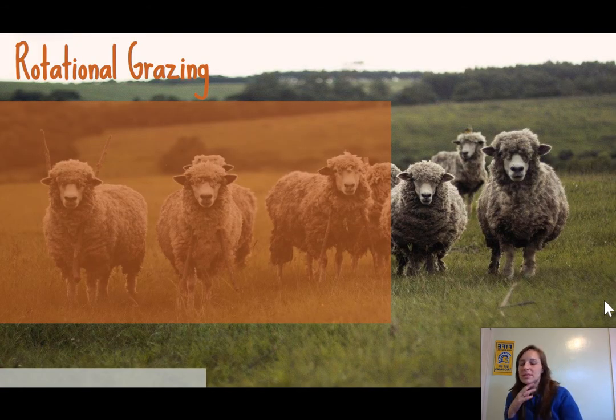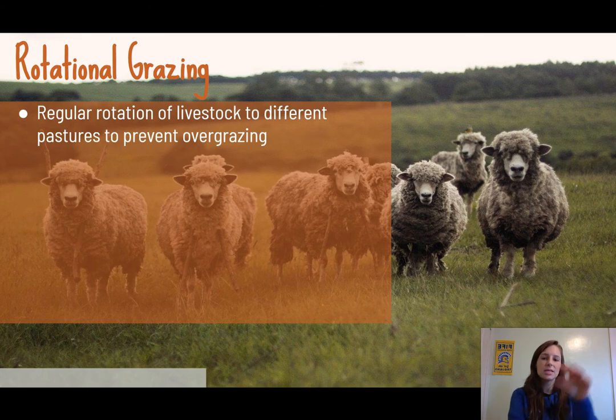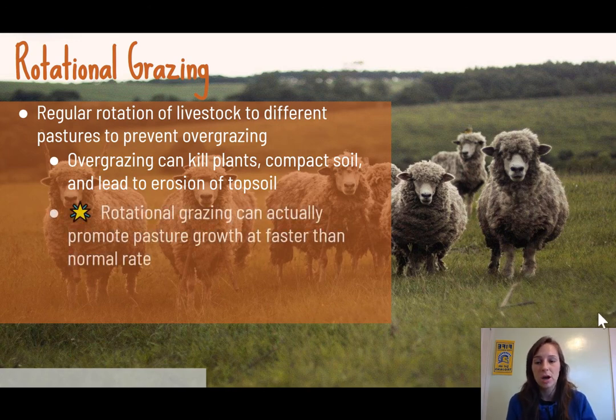So one thing that can be done is called rotational grazing. And this is where you have regular rotation of livestock to different pastures in order to prevent overgrazing. Overgrazing, if you have your livestock staying in the same area and just eating your grass down to the stubs, it can kill plants. It's going to compact soil because they keep stepping on it in the same areas, which ultimately is going to lead to erosion of that topsoil.